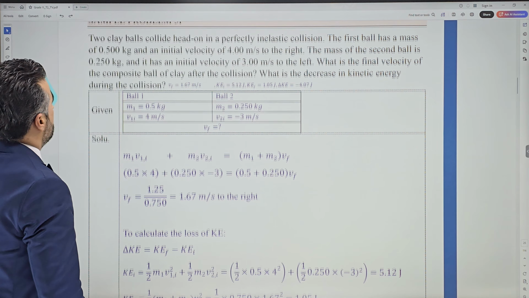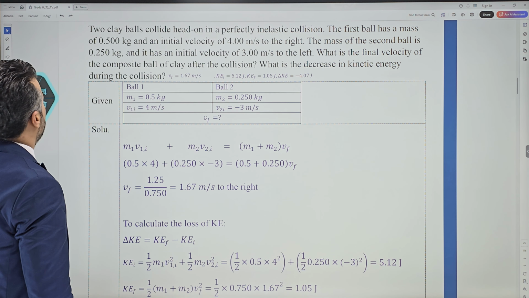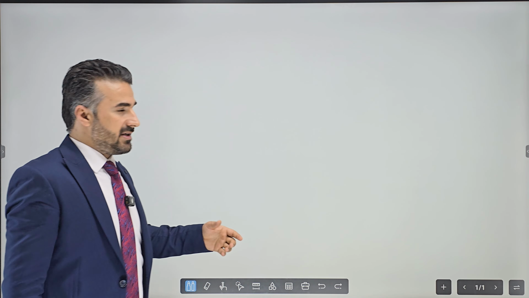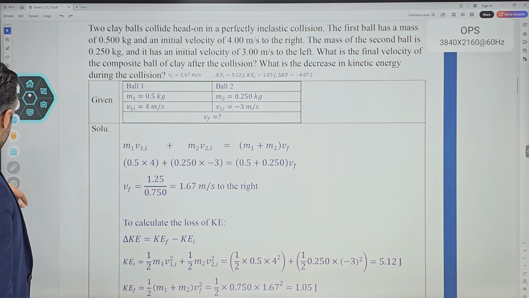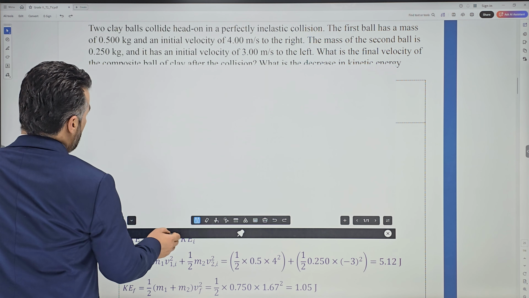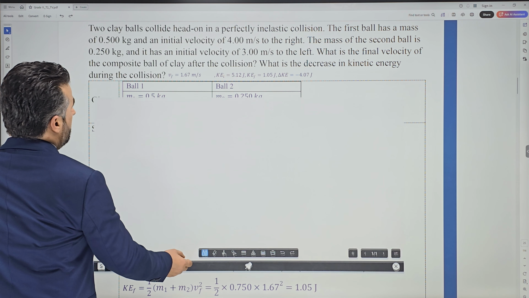Let's take this question here, sample problem 7.5 (5F). It says two clay balls collide head on in a perfectly inelastic collision. In perfectly inelastic collisions, the objects stick together. So let's underline these: two clay balls, they collide head on in a perfectly inelastic collision.